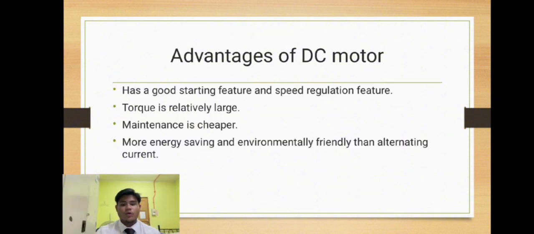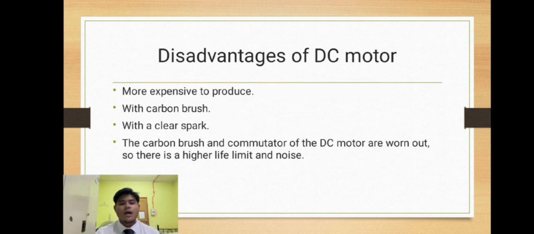Advantages of DC motor: it has a good starting feature and speed regulation feature. Torque is relatively large. Maintenance is cheaper, it is more energy saving, and more environmentally friendly than alternating current. Disadvantages of DC motor: more expensive to produce, with carbon brush, with a clear spark, and the last one is the carbon brush and commutator of the DC motor are worn out, so there is a higher life limit and noise.